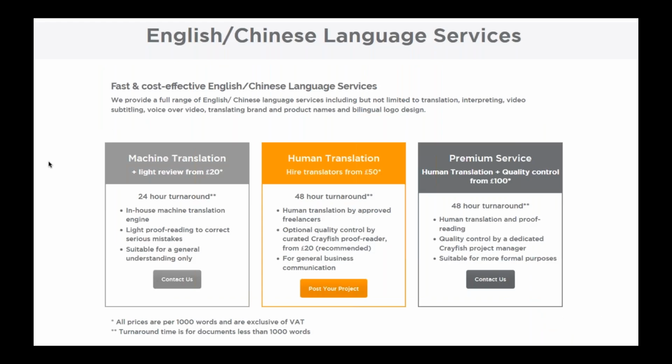Particularly on the communication side, if you do need help with the language side, we offer various options, starting from a very cost effective way through machine translation plus slide review, to the very premium service where we have project managers who look after you.